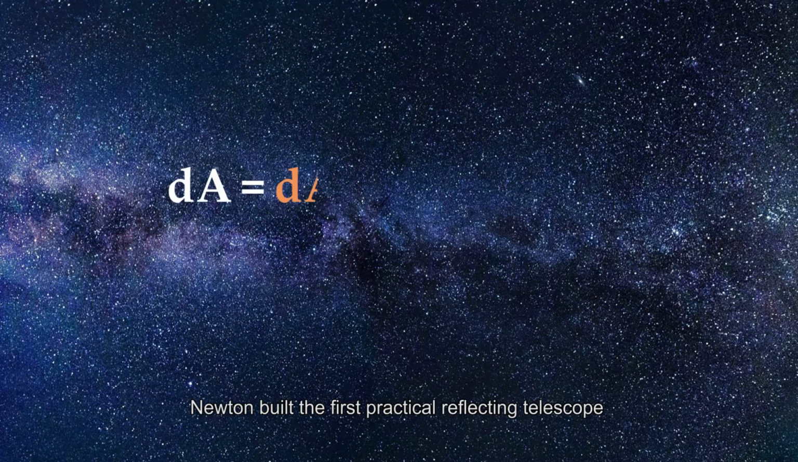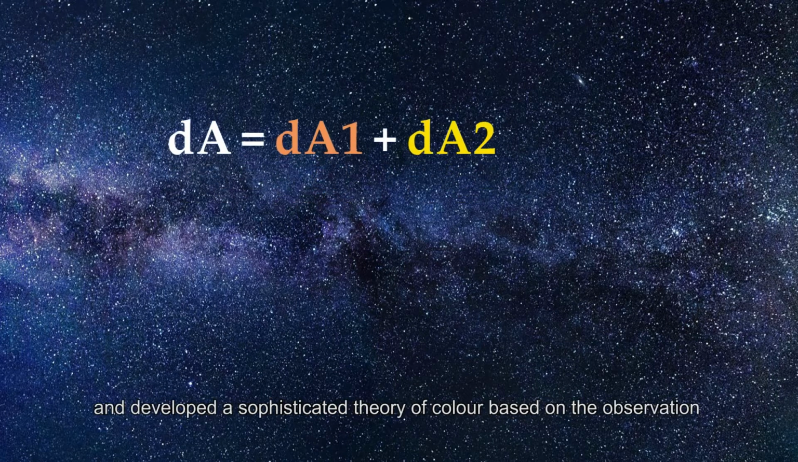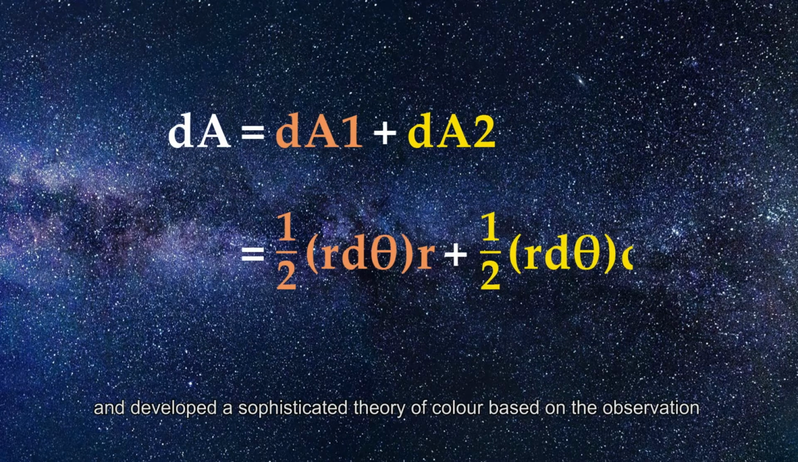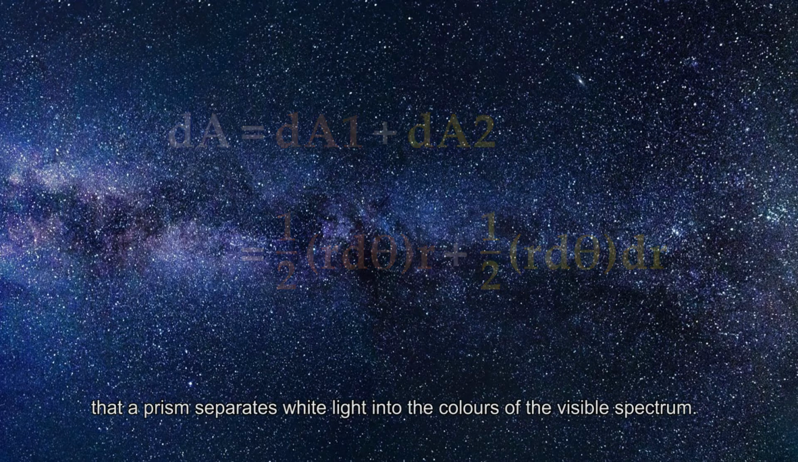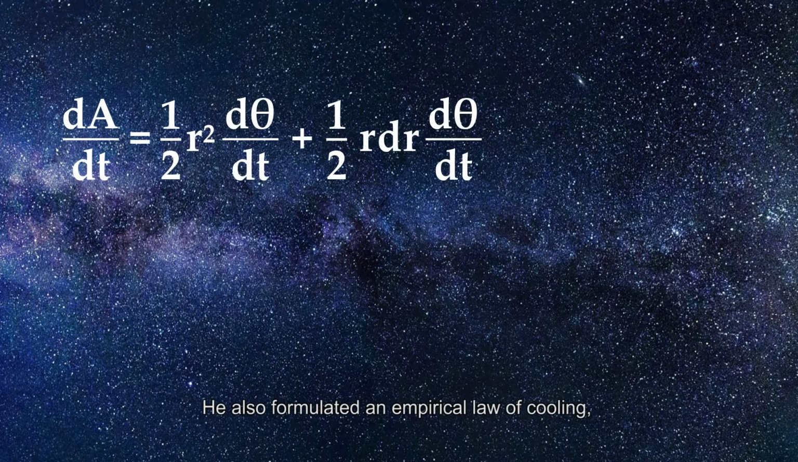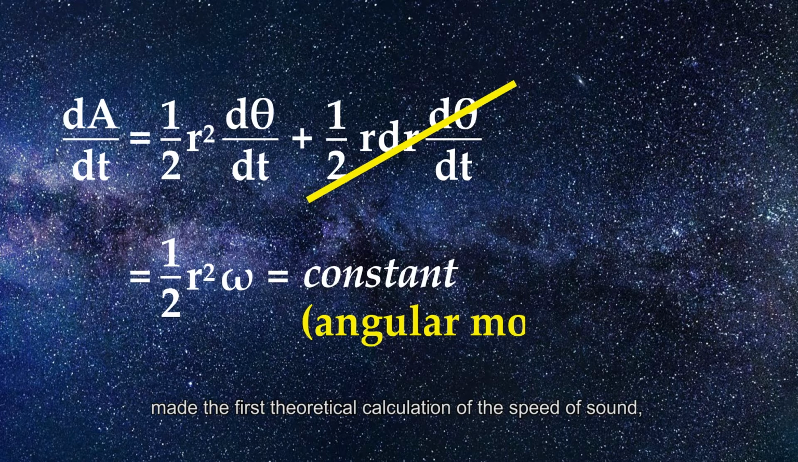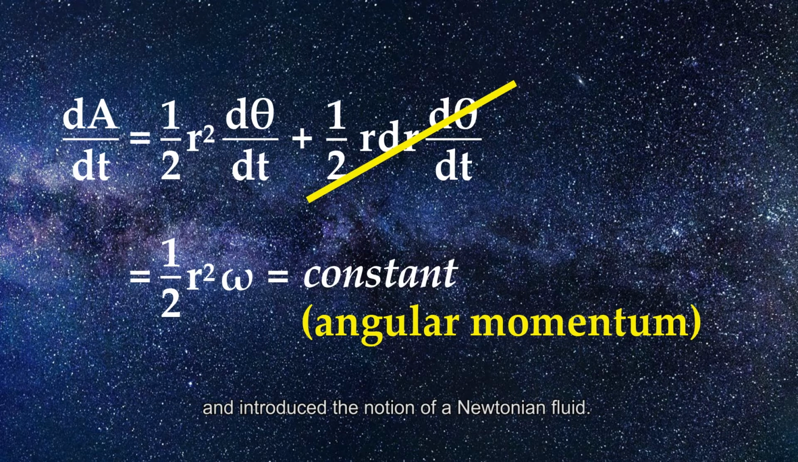Newton built the first practical reflecting telescope and developed a sophisticated theory of color based on the observation that a prism separates white light into the colors of the visible spectrum. He also formulated an empirical law of cooling, made the first theoretical calculation of the speed of sound, and introduced the notion of a Newtonian fluid.